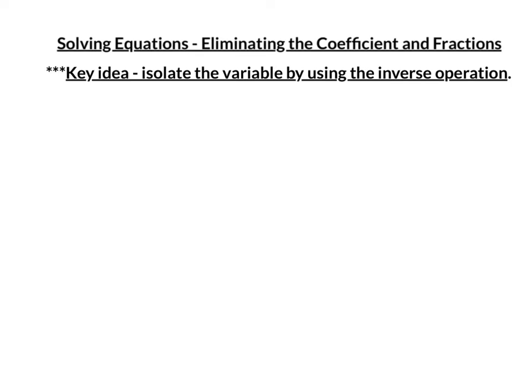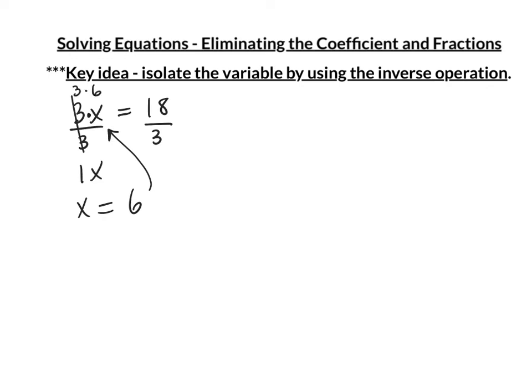For example, if we had 3x equals 18, we know that there's times between the 3 and the x, so we divide. The inverse of multiply is divide. I'll divide both sides by 3. 3 divided by 3 is 1, and remember that 1x is x, and 18 divided by 3 is 6. Now what that means is that if I plug in that 6 for x, 3 times 6 is 18. When you solve an equation, that number should make the equation true.